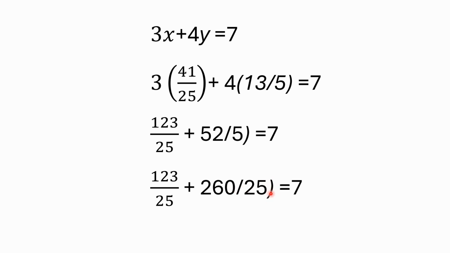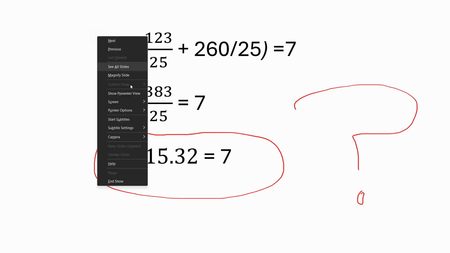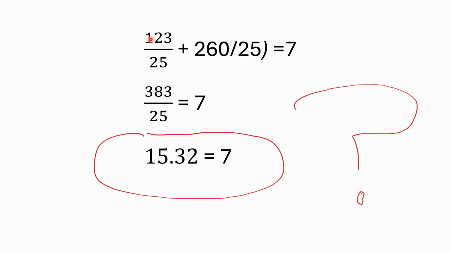And again, pardon this parenthesis here. That should not be there. But 123/25 plus 260/25. All right, so when we go through this, 123 over 25 plus 260/25. And again, pardon me for this right parenthesis, that's a mistake. Shouldn't be there. But 123 plus 260 is 383.